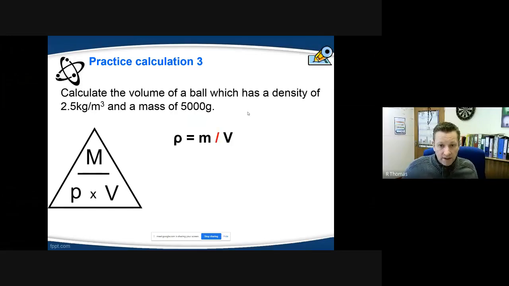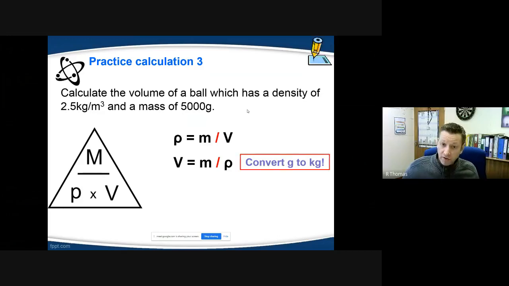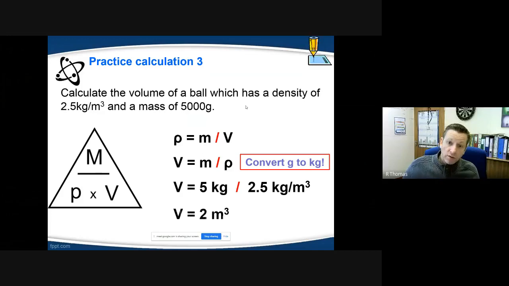Sure you've already done it by now. Volume is mass divided by density. Convert the grams to kilograms. It's 5 divided by 2.5, which is 2. And of course, because it's volume, the units will be cubic meters or meters cubed. Right, no problems. Let's do one more.